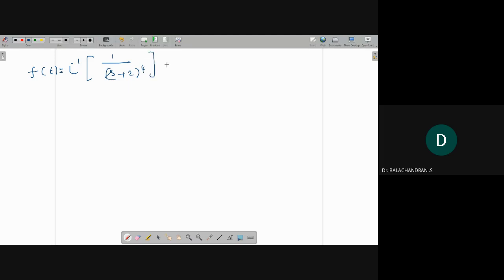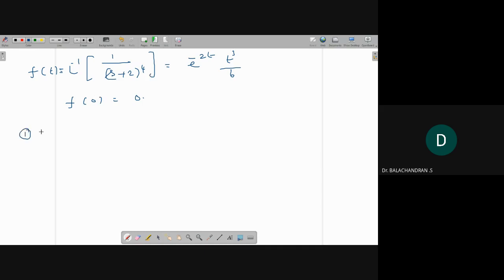So this is equal to e power minus 2t. L inverse of 1 by s power 4 is what? T cube by 3 factorial. 3 factorial is 6. So this is f of t. So now f of 0, at t equal to 0, you'll get 0. Okay, f of 0 equal to 0. So now this condition is satisfied.